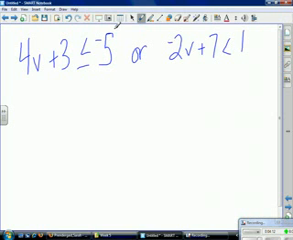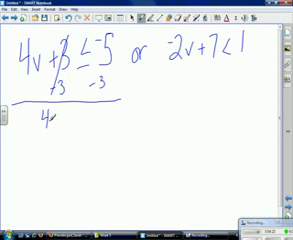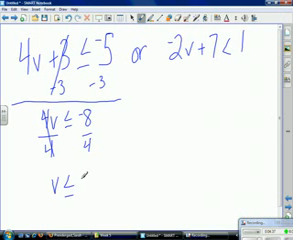So first, let's solve each of these inequalities by itself. I'm going to focus on the one to the left first. So first, I'm going to subtract 3 from both sides. Remember, you solve an inequality just like you solve an equation. These 3's will cancel out, leaving me 4v is less than or equal to -5 minus 3, which is -8. Next, I will divide by 4 on both sides. The 4's will cancel, and I get v is less than or equal to -2. So that is the solution to the first inequality.